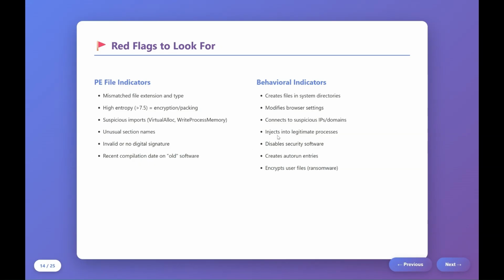Then injecting into a legitimate process, for example, injecting into explorer.exe or svchost.exe, and then disabling security antivirus. Malware often tries to kill security tools like Defender or modify its settings. Creates persistence mechanisms or autorun entries, so startup entries, scheduled tasks, registry run keys, WMI persistence, etc. Encrypting user files is a major sign of ransomware activity.